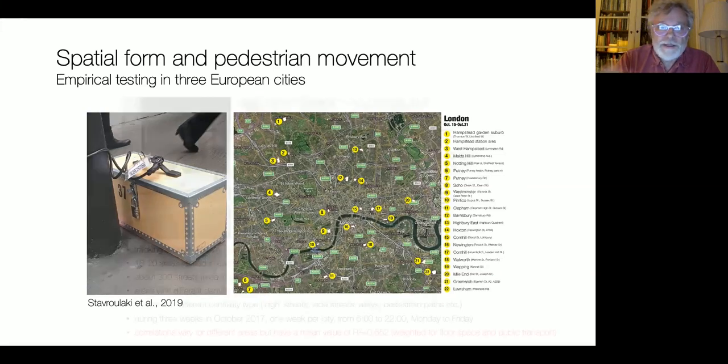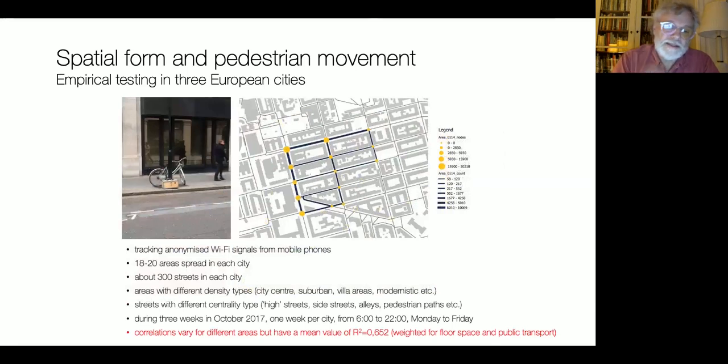In that study, we tracked anonymized Wi-Fi signals from mobile phones, and we worked in 18 to 20 areas in each city. I think a little bit fewer in some of them because we had some problems, but generally speaking, something of that dimension. So that means about 300 streets in each city. The areas chosen were very different density types. And there were also streets with very different centrality types, that is, very different types of streets, of course.